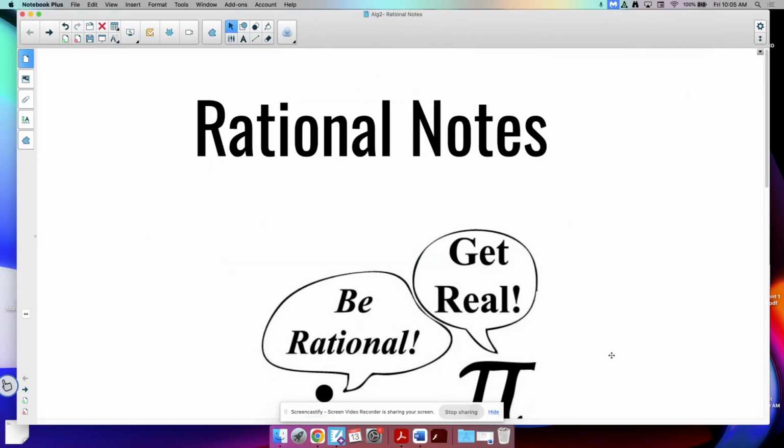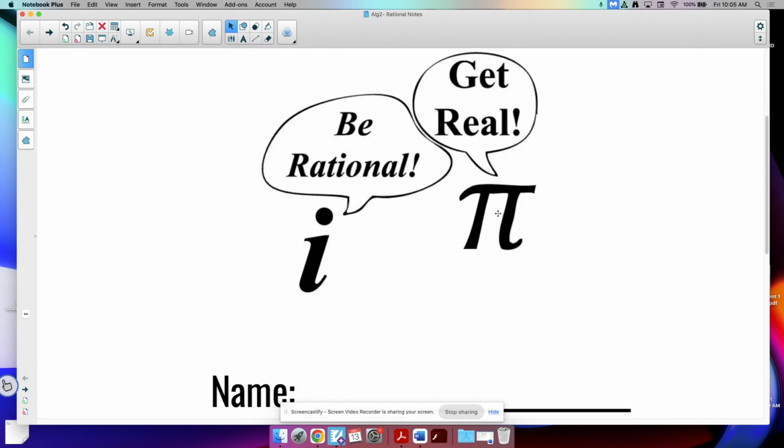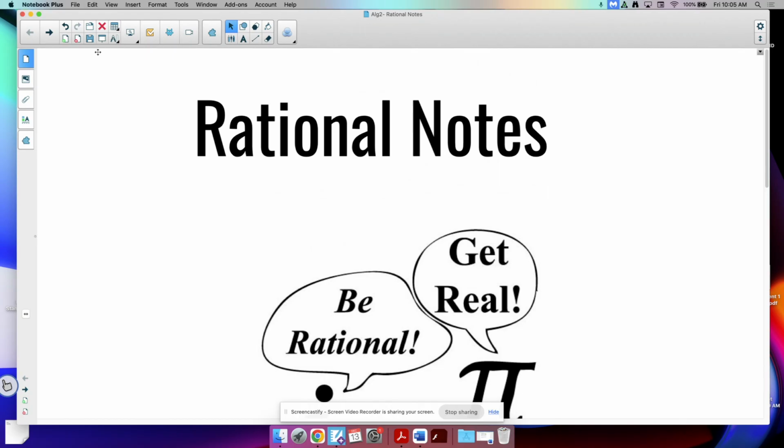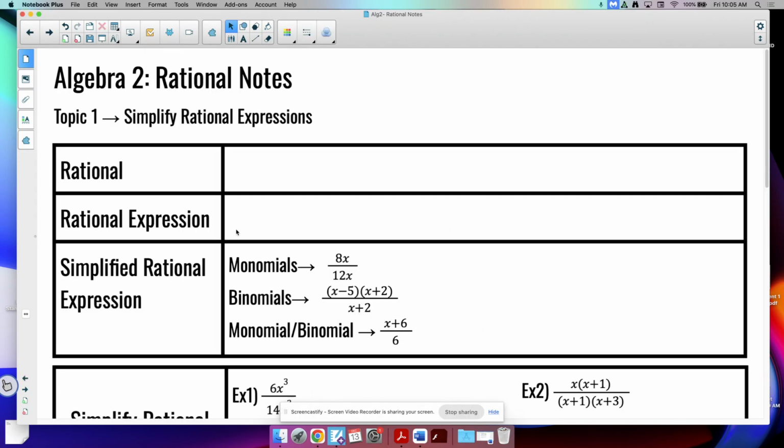All right, we are starting our next little mini unit on rationals. So rational numbers are just anything that can be placed or written as a fraction. So the little cartoon at the front, when it says like get real, it's saying it to i. What kind of number is i? An imaginary number. i is then saying be rational. Does pi ever turn into a decimal that can be written as a fraction? No. So when we look at rationals, what we're really going back to are fractions. So rationals just can be written as a fraction.